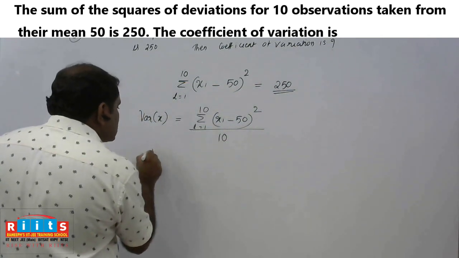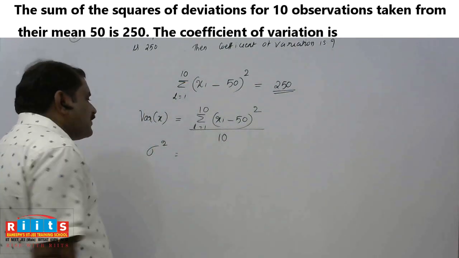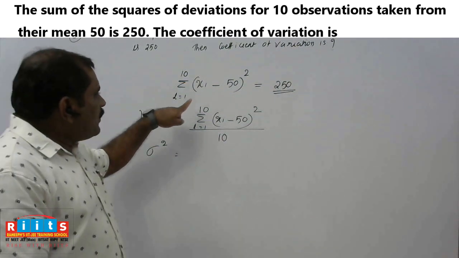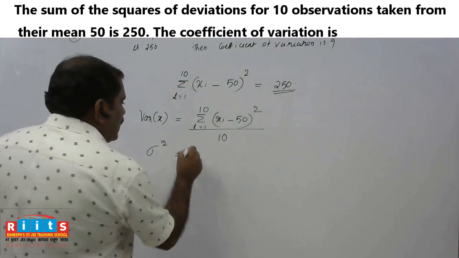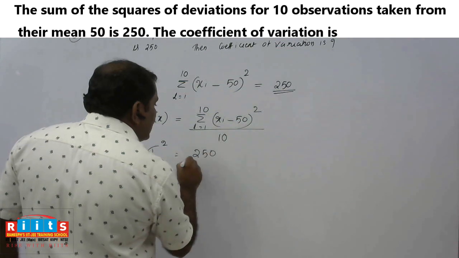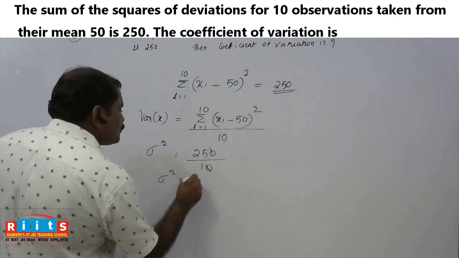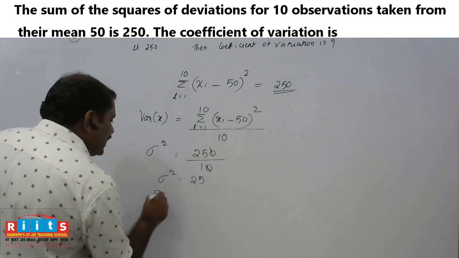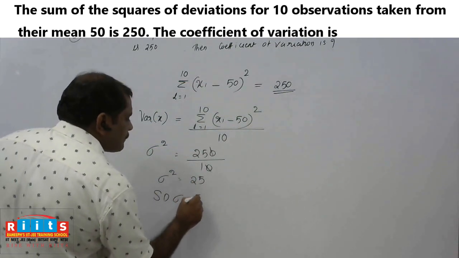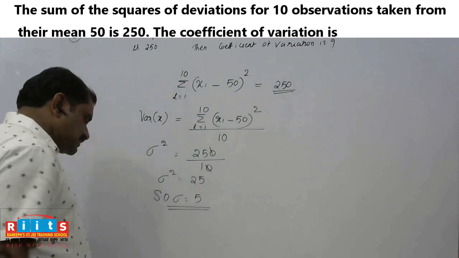So variance is denoted by sigma square, that is variance σ² is equal to 250 divided by 10. That is variance σ² is equal to 25. So the standard deviation sigma is 5. Standard deviation sigma is equal to 5.